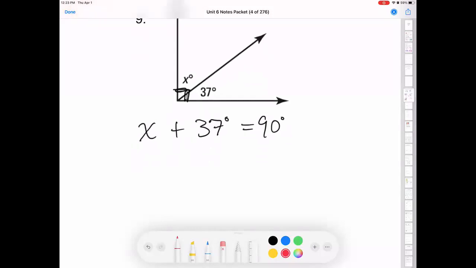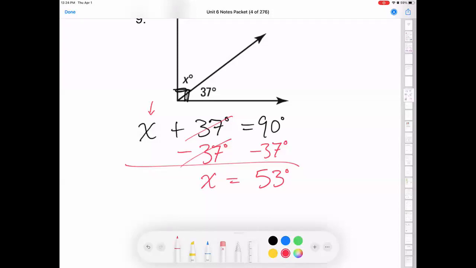Now I got to solve for x. To accomplish that, we're trying to isolate x, get it all alone. So we're going to subtract this 37 over. Here they cancel. x is all alone equals 90 minus 37. Should come out to be 53 degrees.